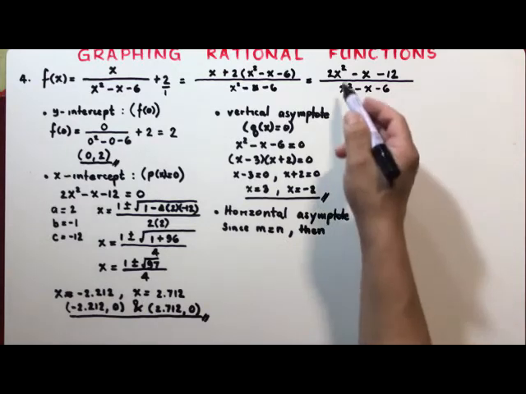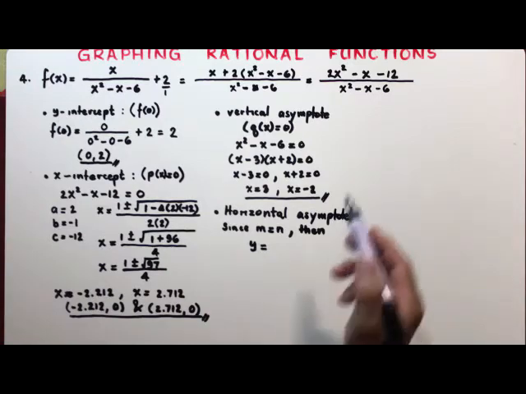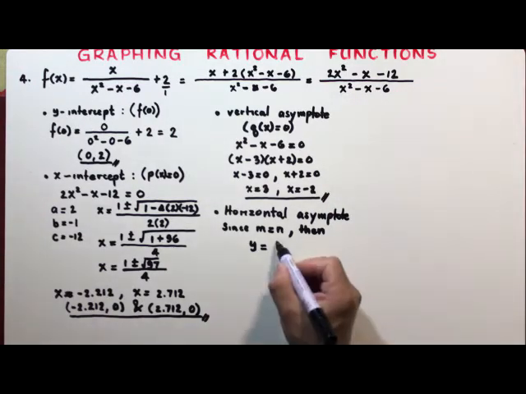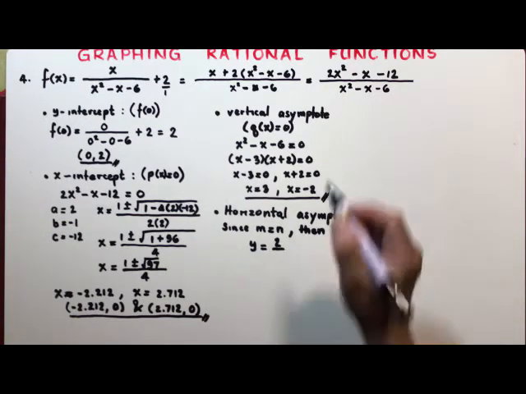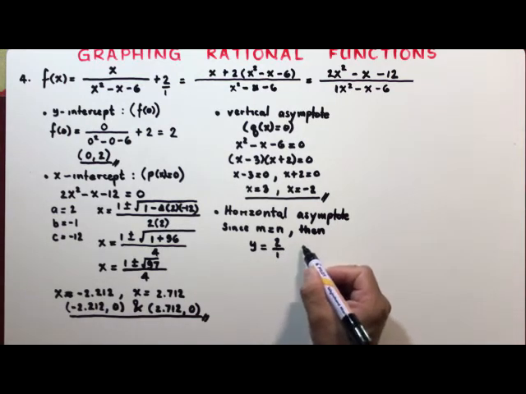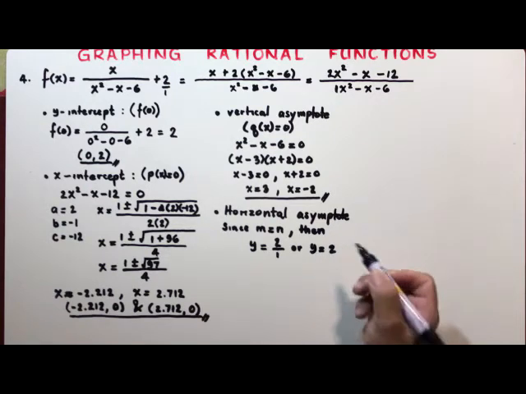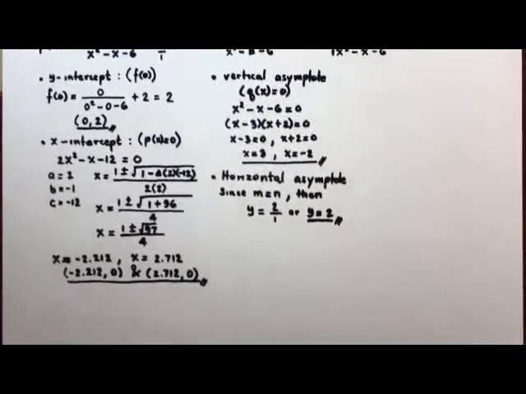because they are equal, our horizontal asymptote is just the leading coefficient of the polynomial in the numerator, which is 2 here, divided by the leading coefficient of the polynomial in the denominator, which in this case is 1. So this is 2 over 1, or in other words, y equals 2. So this is our horizontal asymptote.